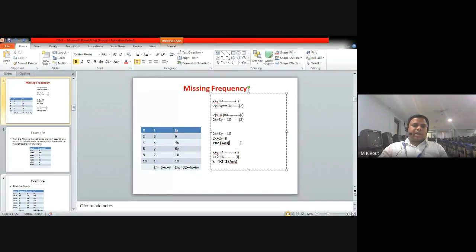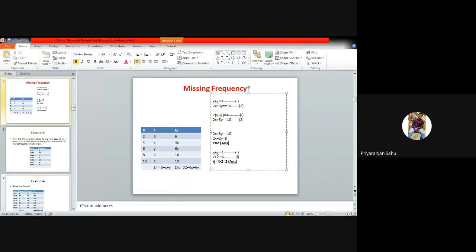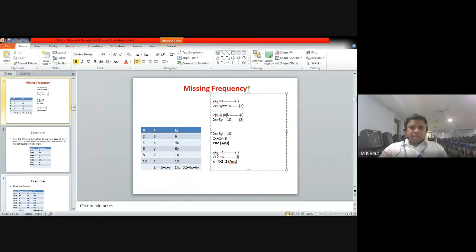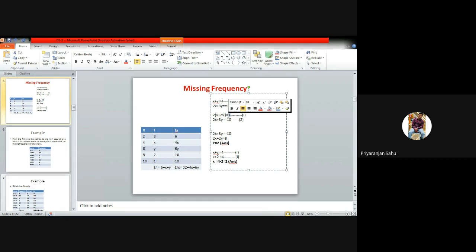The last step is to put the value of y in equation 1. That means x plus y equals 4, here the y value is 2, so x plus 2 equals 4. Sir, 2x plus 2y will equal 4 only, right? If you multiply this one, that is 2x plus 2y, that equals 8, right here. 2x plus 2y. Okay, all right.